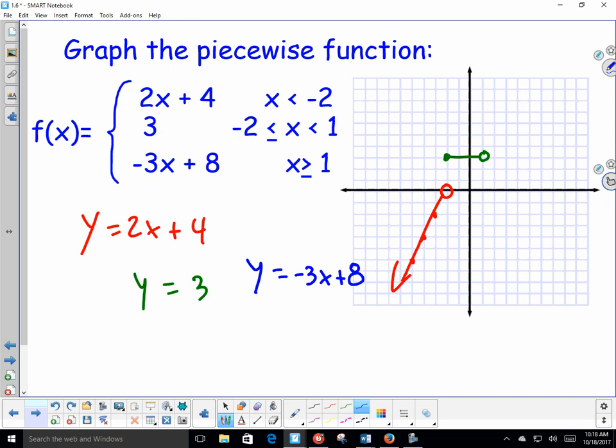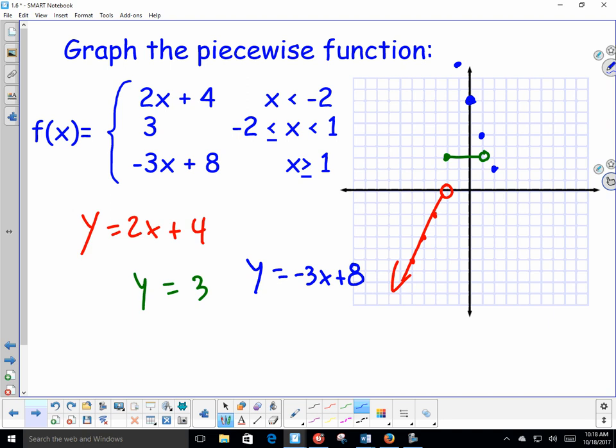All right, and our last piece is graphing y equals -3x plus 8. For this one, I need my y-intercept at 8 and a slope of -3, so I go down 3, to the right 1, down 3, to the right 1, and up 3, to the left 1. I could draw that in, but before I do, I want to know what part am I keeping and what part am I erasing, Rebecca?